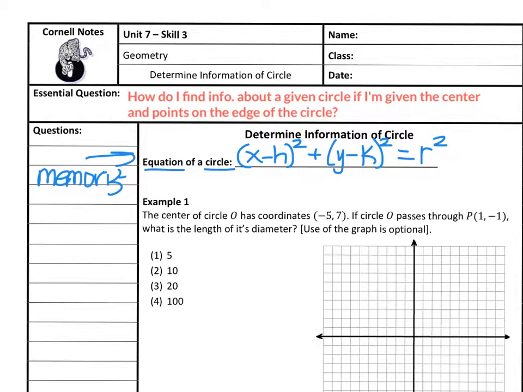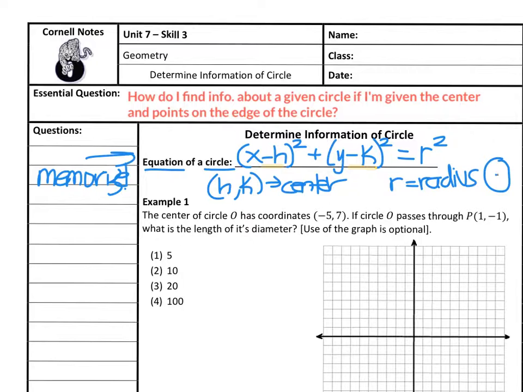Some key points that I want to bring to your attention is that the h and the k are the coordinates of your center. So if I write h comma k, that is your center point, and the r is just the radius of the circle. Okay, so it would be that half distance out.